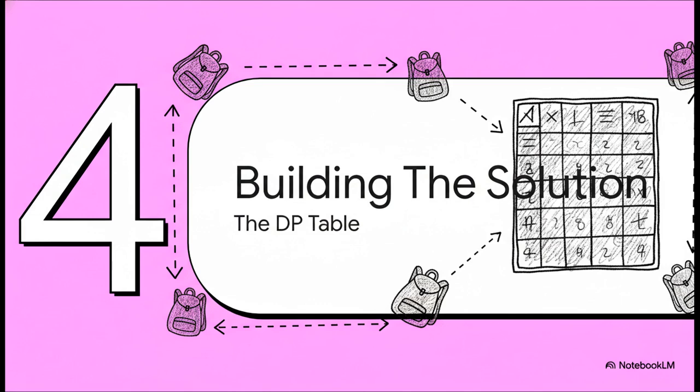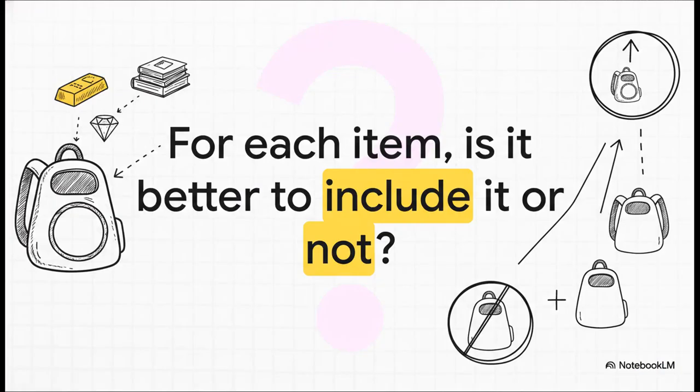The heart of the dynamic programming solution is to build a simple grid, or a table. This is where we're going to neatly store the answers to all those little subproblems, building our way up to the one big final solution. This is it. This is the fundamental decision that happens at every single point in the process.